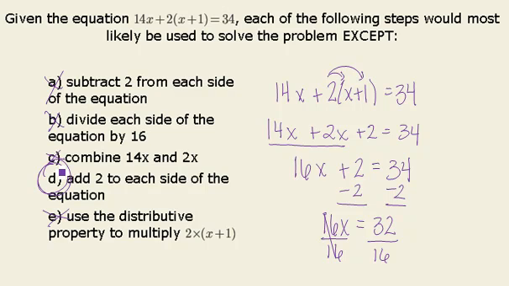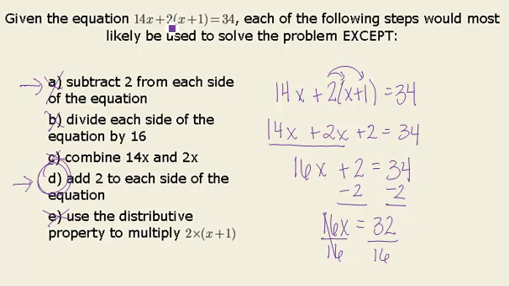Another way you could have attacked this problem is to read all of the options first. And in reading it, you may have noticed that A and D were very similar. One said subtract 2 from each side of the equation. The other said add 2 to each side of the equation. And most likely you're not subtracting and adding the same number to both sides in most cases.